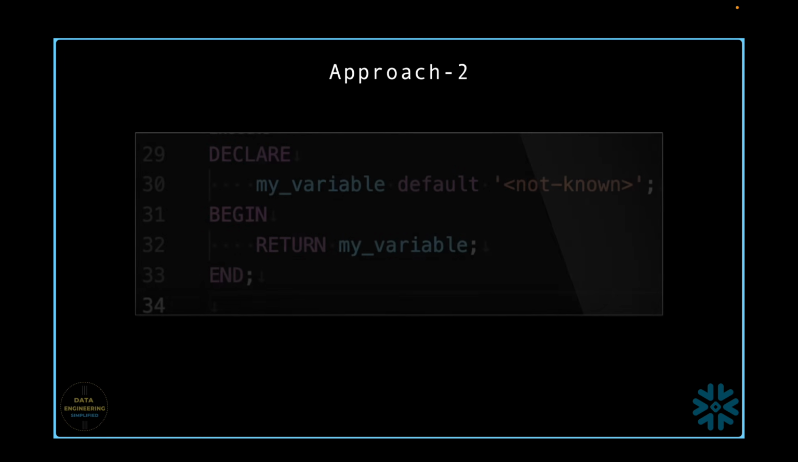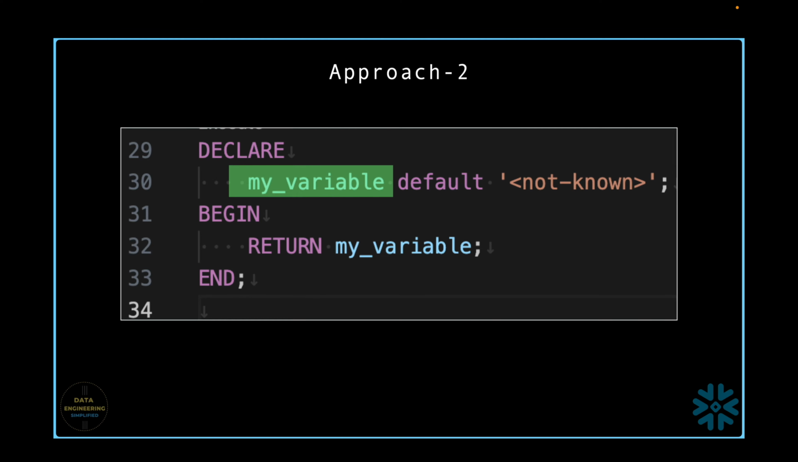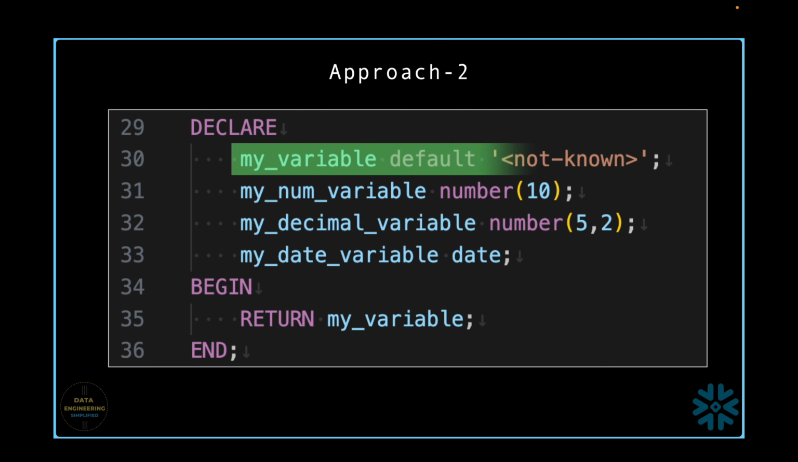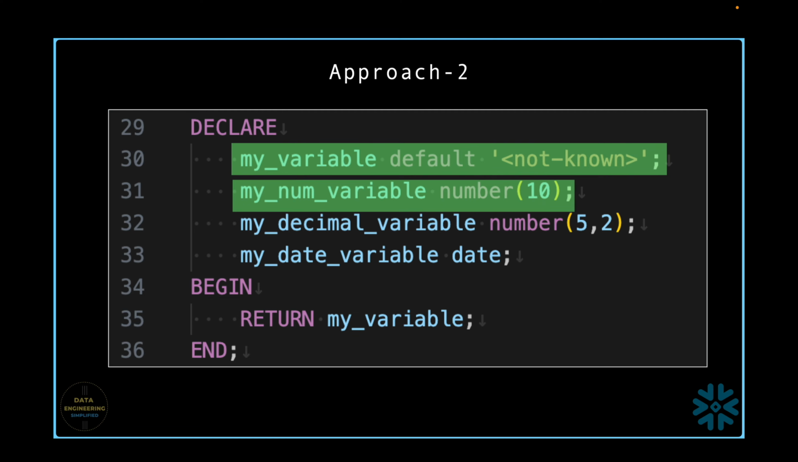In the second approach, we start with the name of the variable and skip the data type definition and then use default keyword followed by an expression. In this case, it is a fixed default text called not known and it is assigned to the variable my underscore variable. And finally, it is terminated by a semicolon character. When this is compiled, the data type is inferred dynamically or so-called implicitly for the variable. And in this case, the data type inferences will be the text for the variable my underscore variable. You can mix approach 1 with approach 2 as per your requirement, and Snowflake does not have any restriction following this mixed approach.